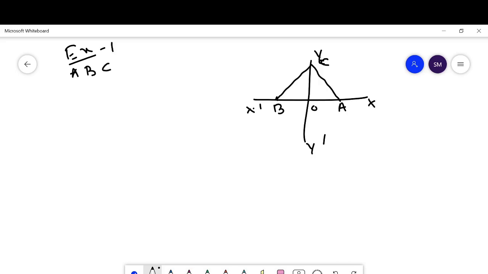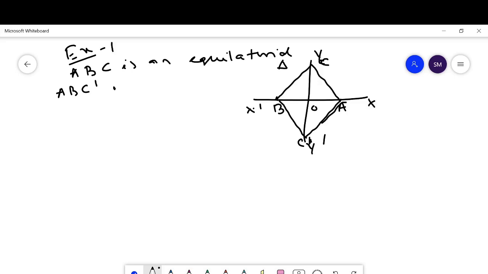Given that ABC is an equilateral triangle, and here ABC dash also. Sorry, this is C dash. ABC and ABC dash both are equilateral triangles.